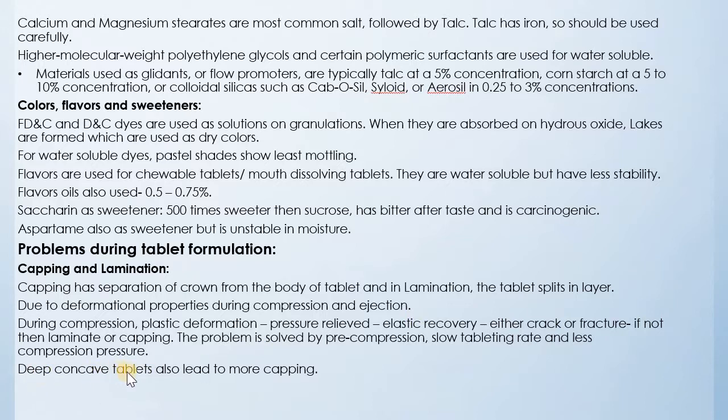Deep concave tablets lead to more capping as compared to normal tablets. This is because in deep concave tablets, the claws are there at the edges of the die, or due to the wearing and tearing of the die, which can pull off the crown of the tablet.